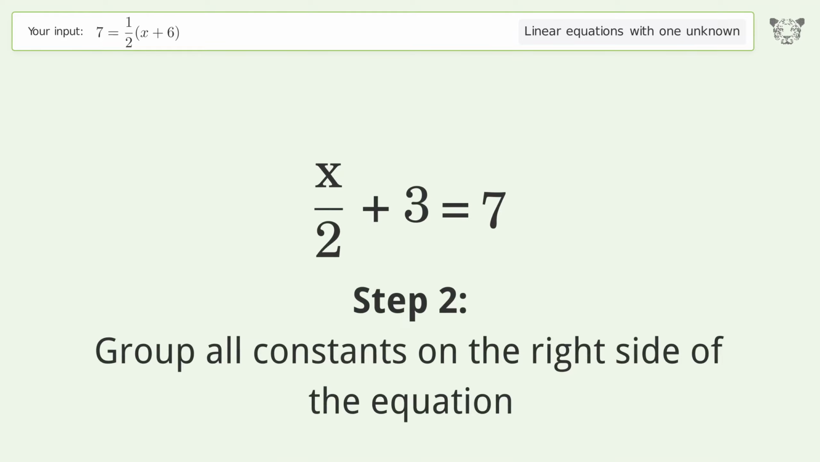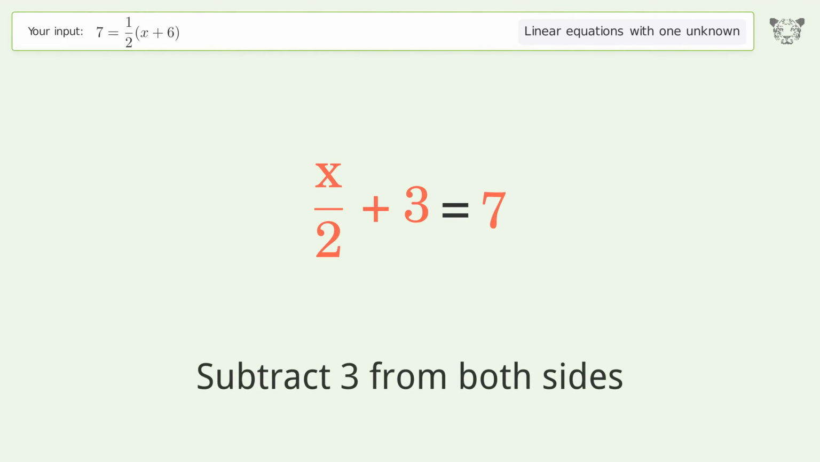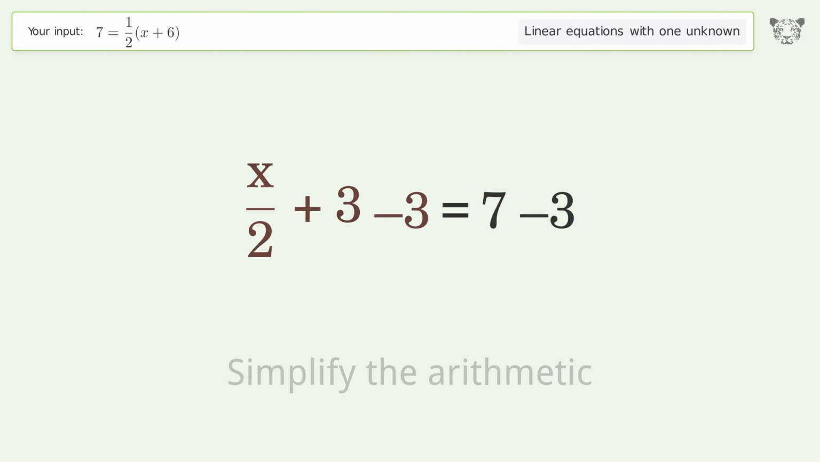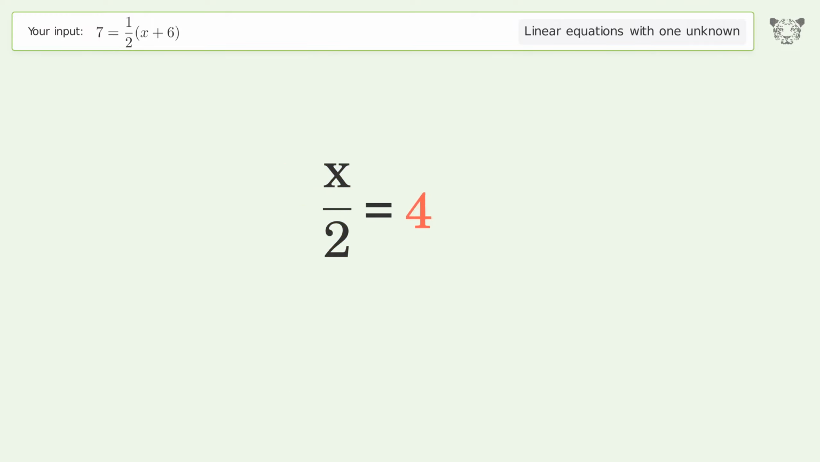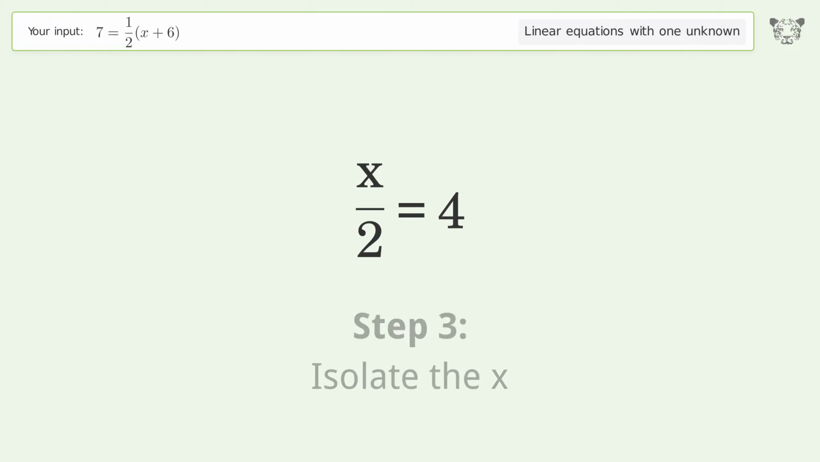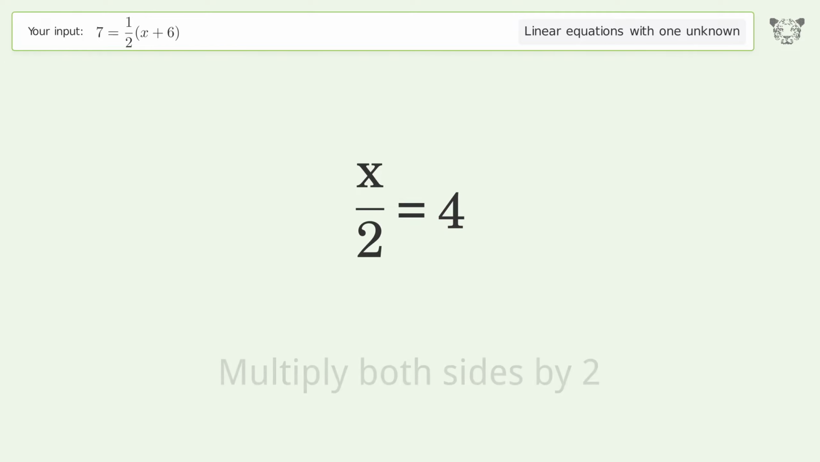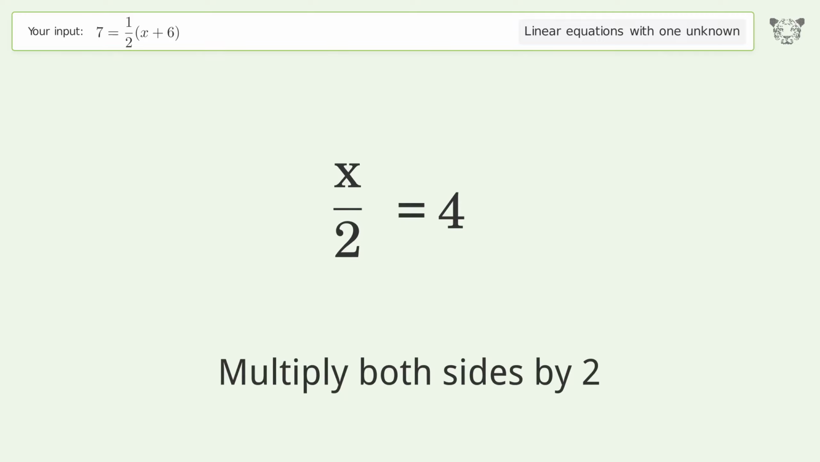Group all constants on the right side of the equation. Subtract 3 from both sides. Simplify the arithmetic. Isolate the x. Multiply both sides by 2.